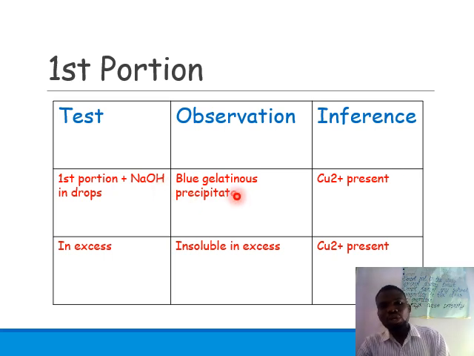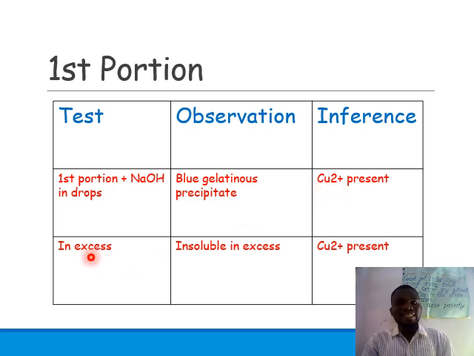Now, what happens when you react it with NaOH? We are going to get a blue gelatinous precipitate. So when you see blue, especially when you are testing for metal, it's most likely copper. Then you write Cu²⁺ present. That's Cu²⁺, raised to power 2 plus, please.